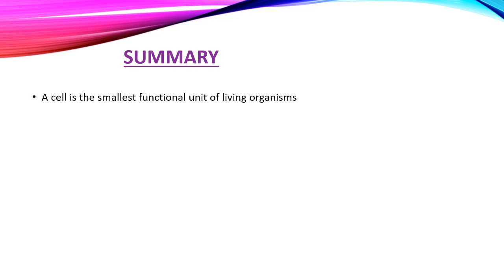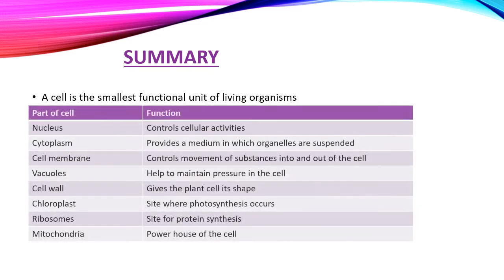And the final part of the video, the summary. A cell is the smallest functional unit of living organisms, and these are the parts of a cell that we have learned and their functions. The nucleus controls cellular activities. The cytoplasm provides a medium in which organelles are suspended. The cell membrane controls movement of substances into and out of the cell. The vacuoles help to maintain pressure in the cell.